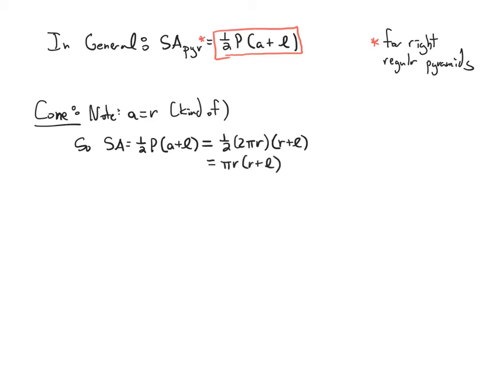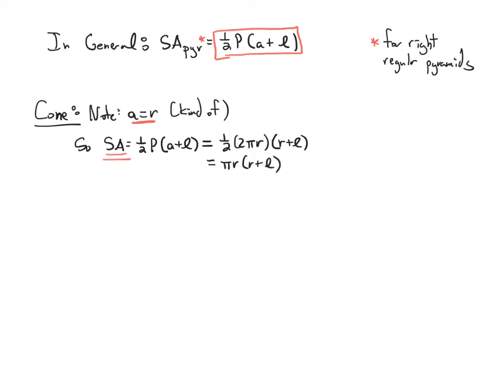And note this does apply to cones as well. And the idea with cones is you can think of a circle almost as a polygon with infinitely many sides, which are really, really small. And in that case, the radius and the apothem are basically equal. That's a little bit of a fudge, but it's good enough for our purposes. So, we can use this formula to talk about the surface area of a cone.